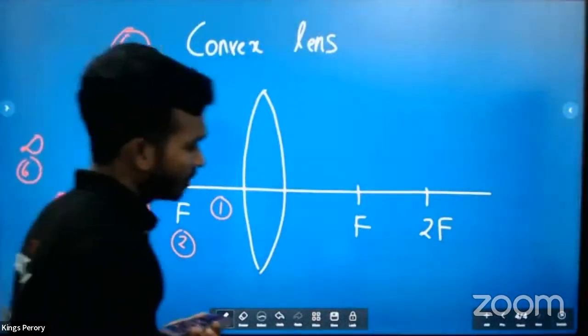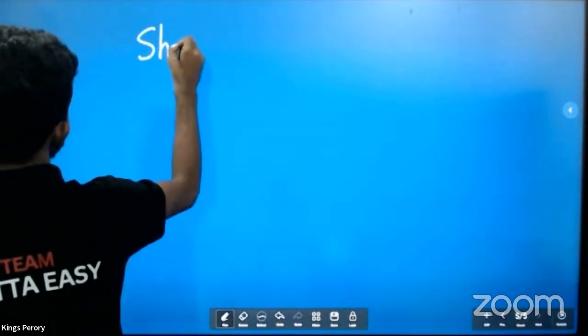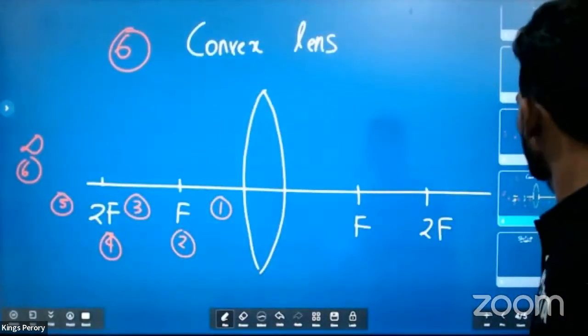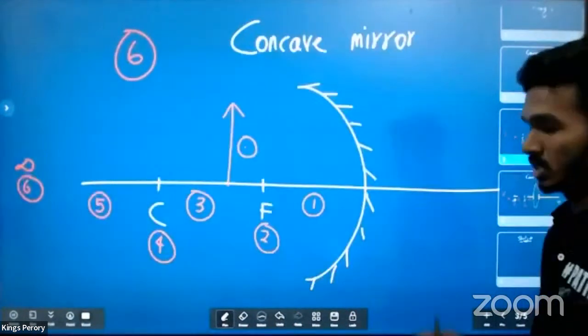That's where we come up with a shortcut for this. What's the shortcut to easily memorize the position of the image, whether it is real or virtual, upright or inverted, big or small?